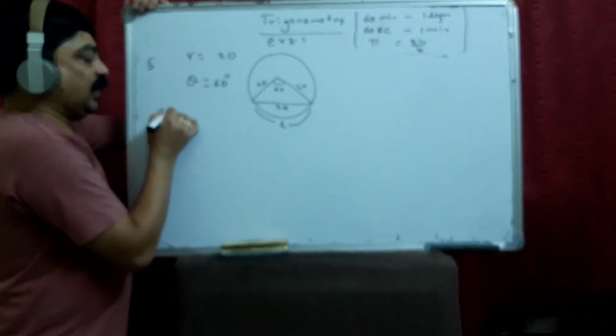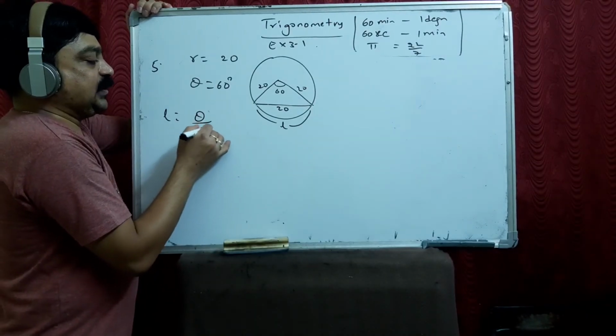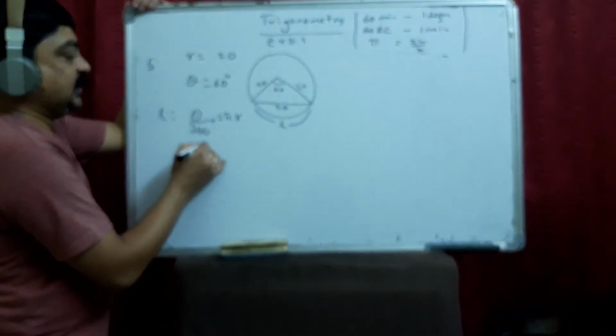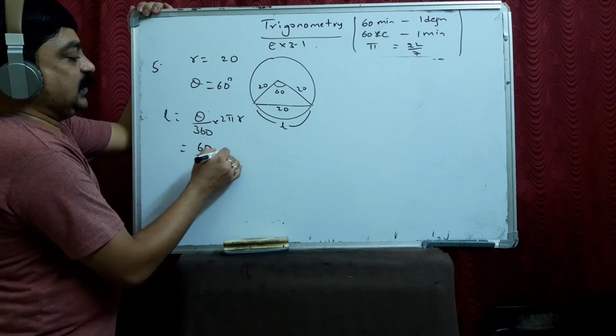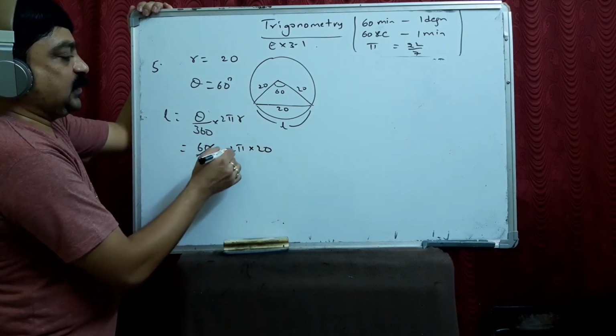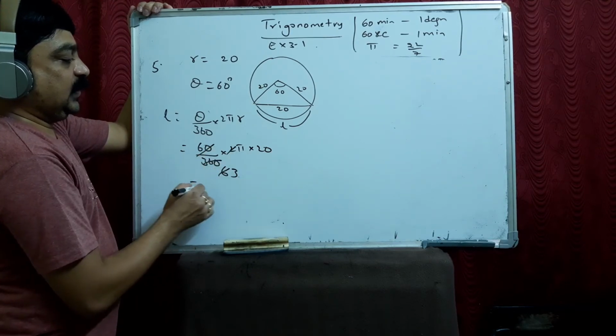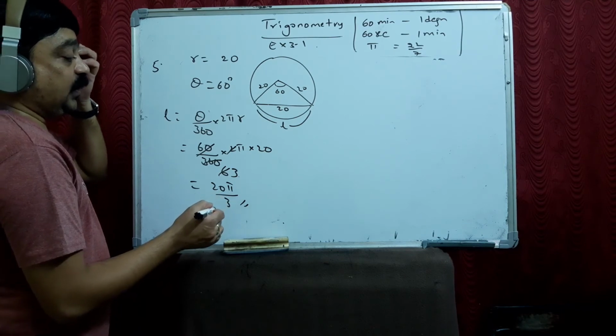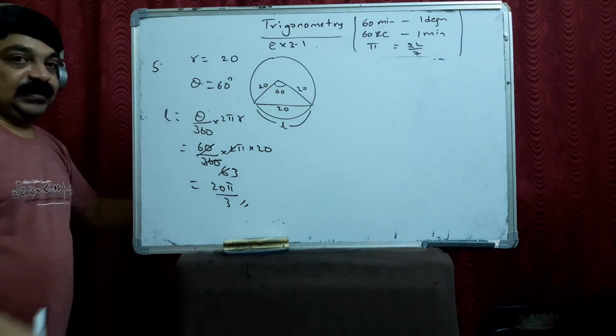So what is the formula of L? Theta by 360 into 2 pi r. Okay, theta is 60 by 360 into 2 into pi into radius 20. 6 times 3, it will be 20 pi by 3. They didn't ask us to convert into degrees, so you can leave it like that. Okay?